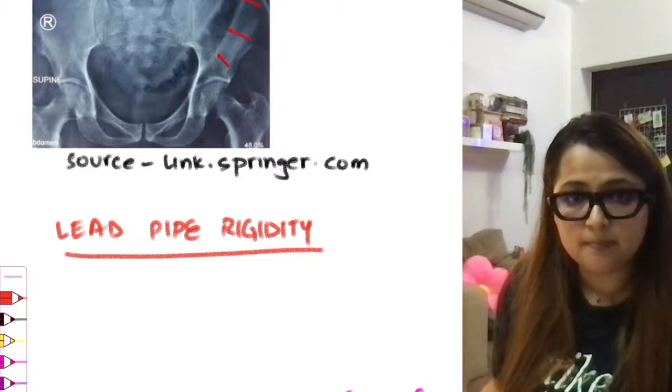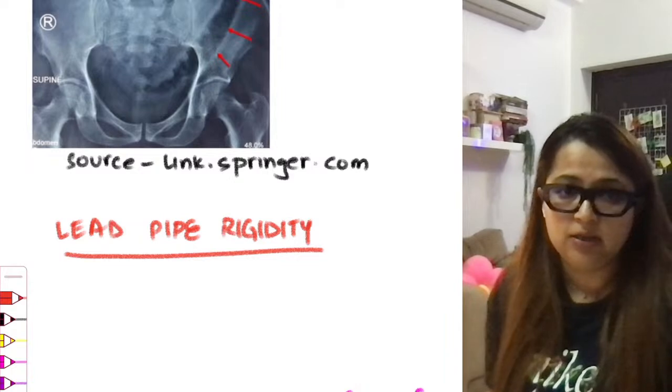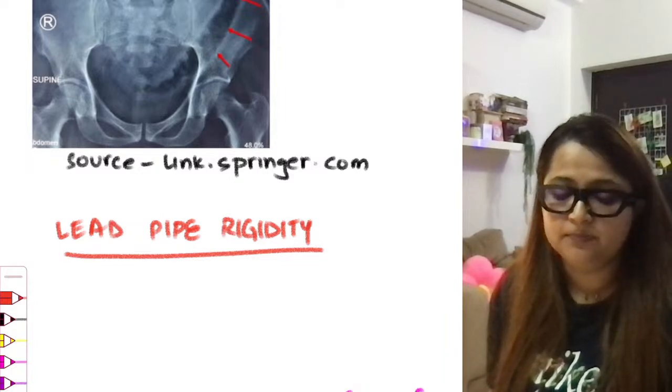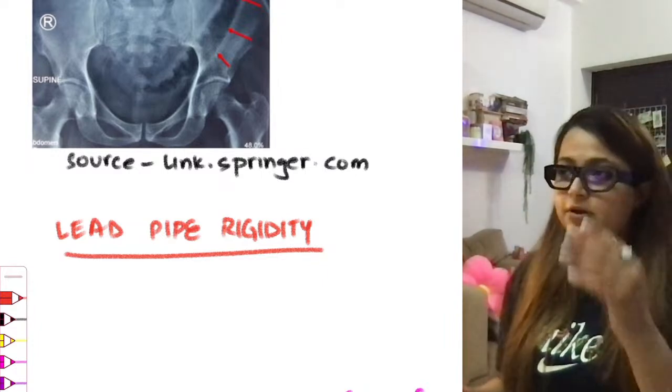Lead pipe rigidity. So we have cogwheel rigidity, okay? That is seen in Parkinson's disease. Then we have lead pipe rigidity, which you would be appreciating in case of... Yes. So I'll give you an example here.